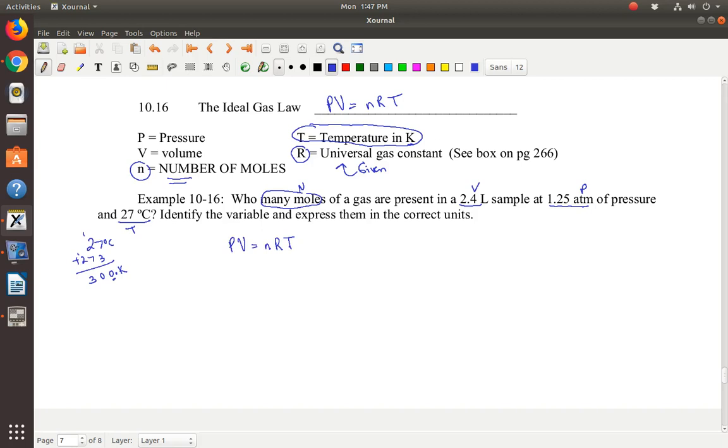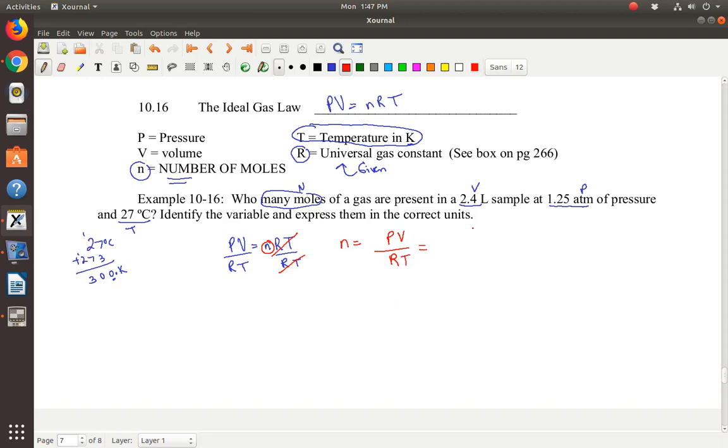PV equals nRT. And now that you remember that when you write the formula, that's the first point of your work. Okay? Now you're going to solve for n. We can solve this equation for n by dividing by RT and dividing by RT over here, canceling out the R and the T, so that the number of moles, the n, is left. So my new formula would be n equals PV over RT.